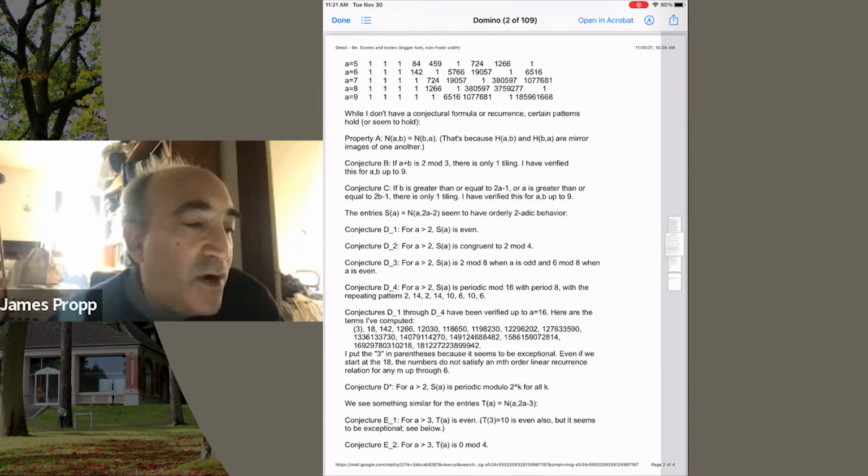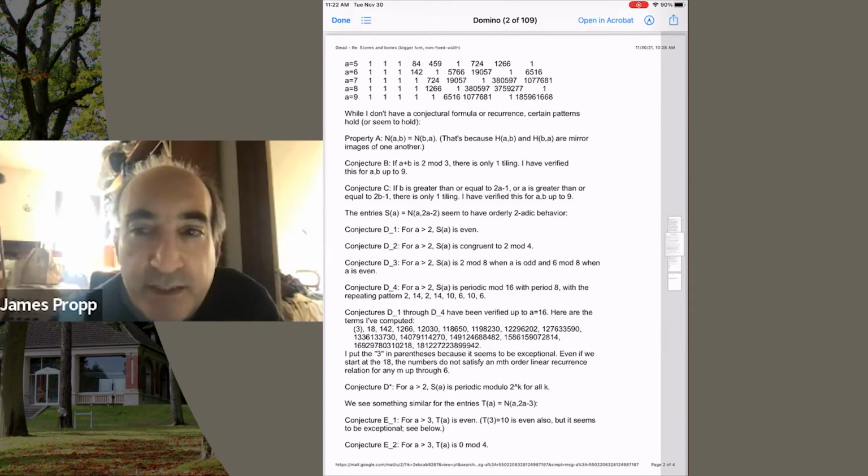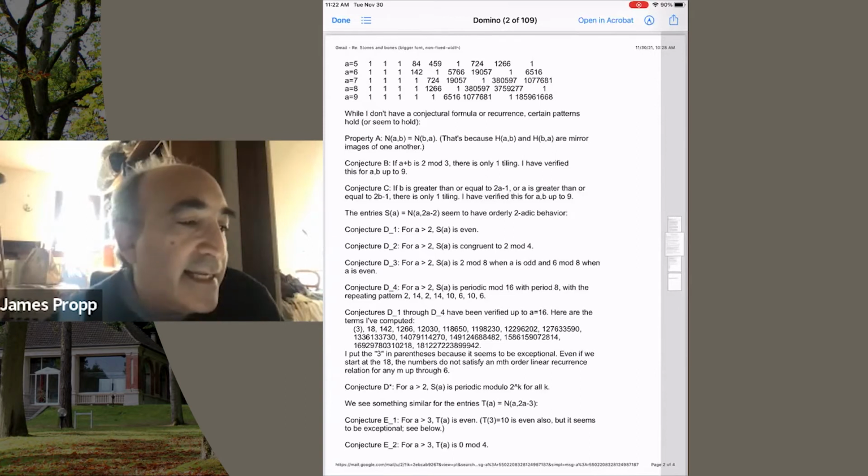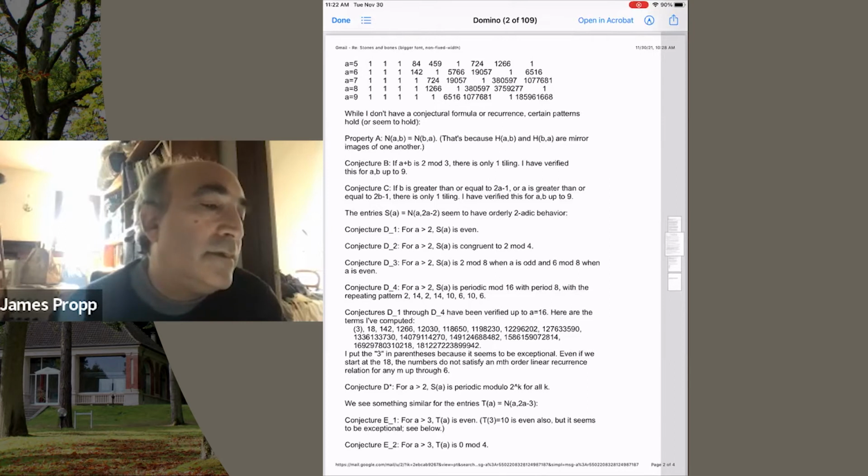Which is that if you know what A is modulo every power of 2, you know what S of A is modulo every power of 2. So specifically, if you look at the parity, if you look at S of A mod 2, you get a sequence of zeros and ones. That sequence is periodic mod 2. And if you look at it mod 4, S of A mod 4, well, it's always 2 mod 4.